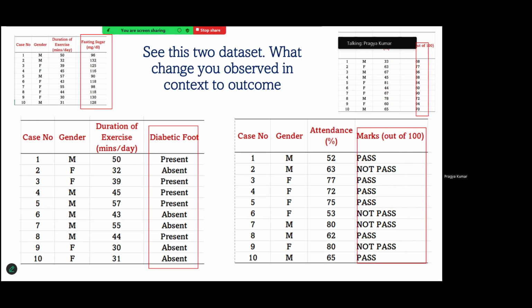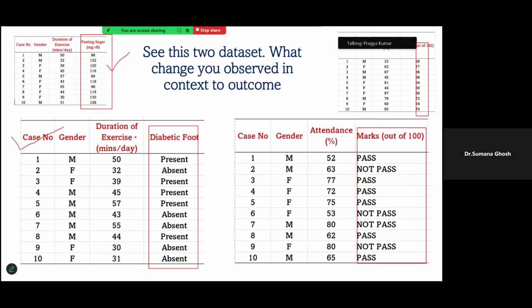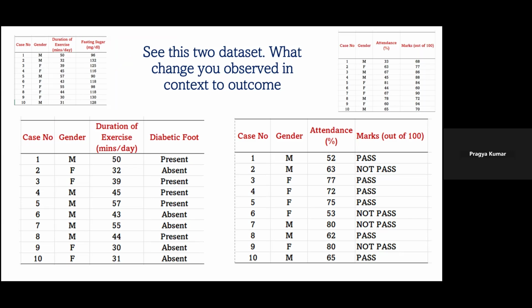If I ask how this new one is different from your initial one, what is the difference between these two? Yes, it is not a continuous data. Very right. Here it is continuous data, but this is in the form of present and absent. Priyanka is right, the output variable is binomial. You have got two categories. Similarly, marks obtained is also a binomial variable: pass and not pass.